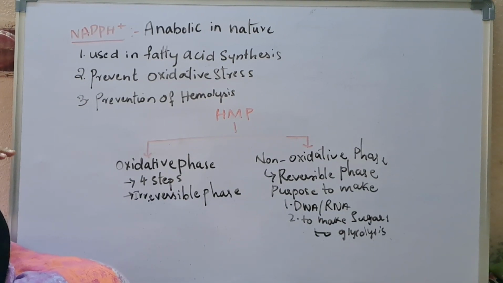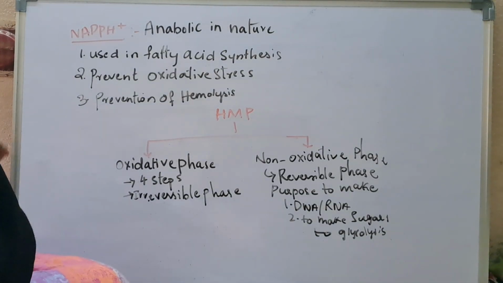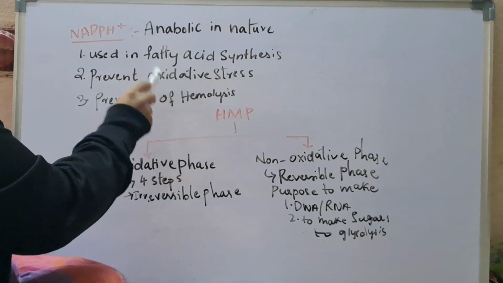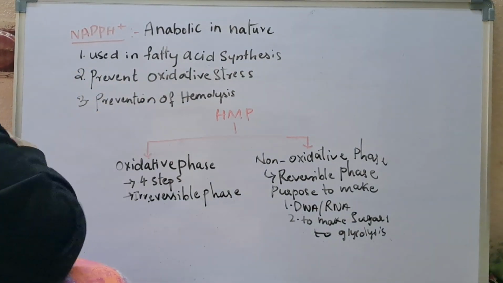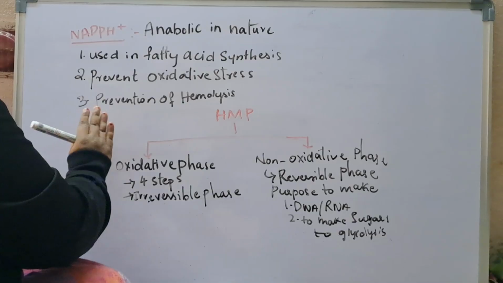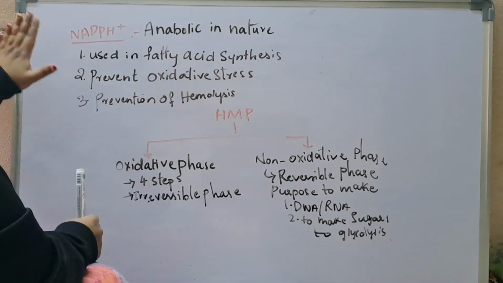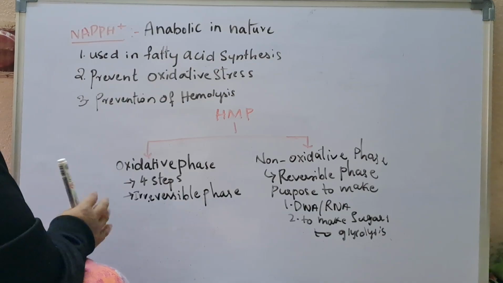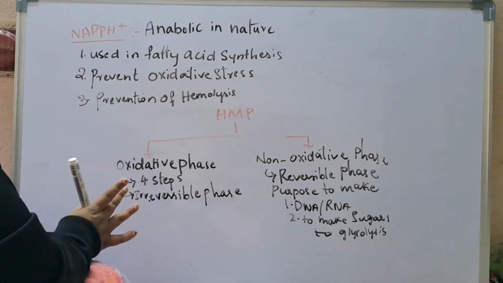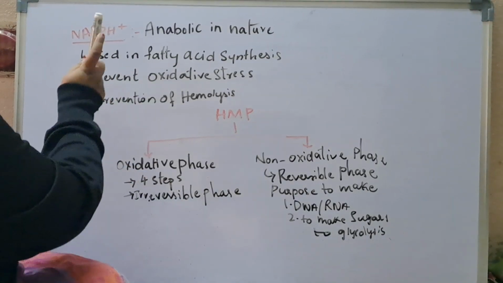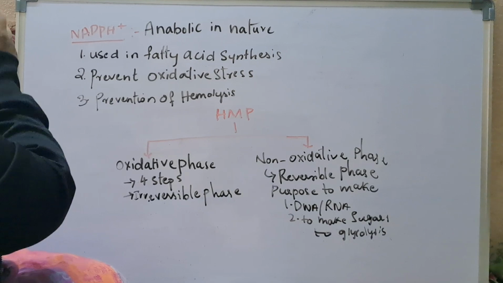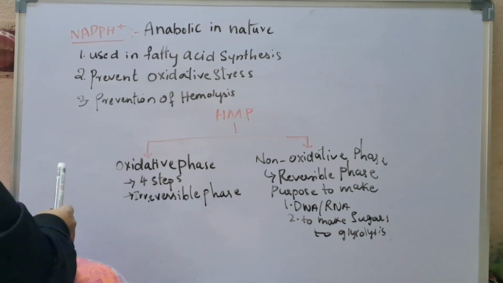It is anabolic in nature, and NADPH plus is used in fatty acid synthesis. The main purpose is to prevent oxidative stress and also hemolysis. So these are the three main points that you need to remember and write in exams. Why is NADPH plus important? Even if you are writing an intro for the HMP pathway, you need to include these points, which is very important.